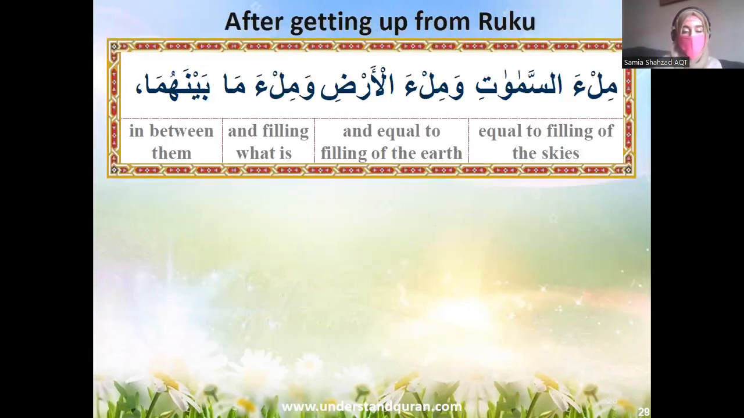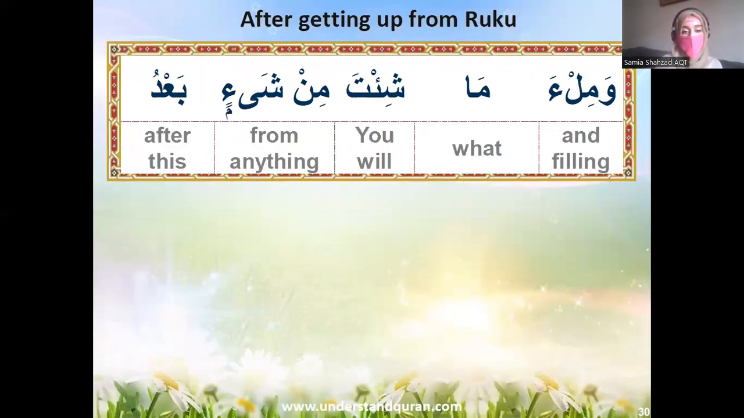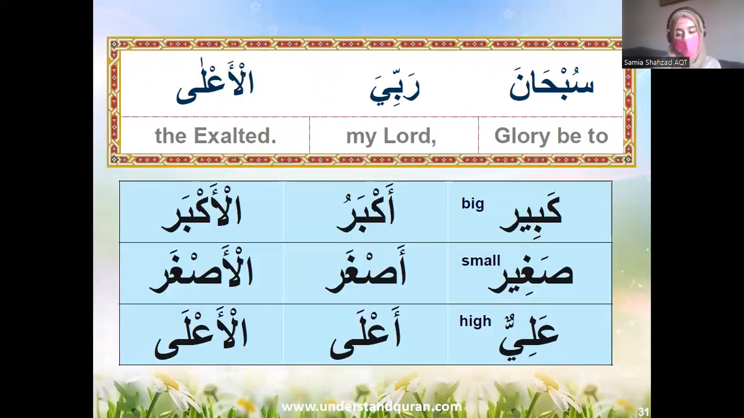Okay, next is a special dua. Prophet Muhammad sallallahu alaihi wasallam loved this dua. Mil as-samawati wa mil al-ardi wa mil ma bainahuma, equal to the filling of the skies and equal to the filling of the earth and the filling of what is in between them. MashaAllah, alhamdulillah. Okay, wa mil ma shi'ta min shay'in ba'du, and filling whatever You will from anything after this. All these words should be in the mind, definitely.